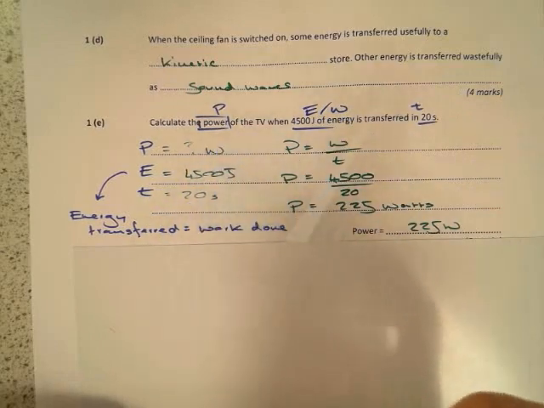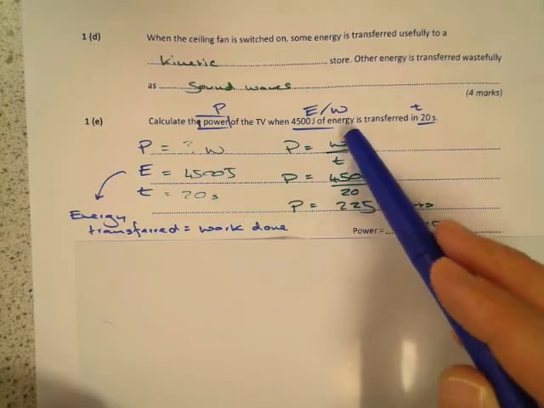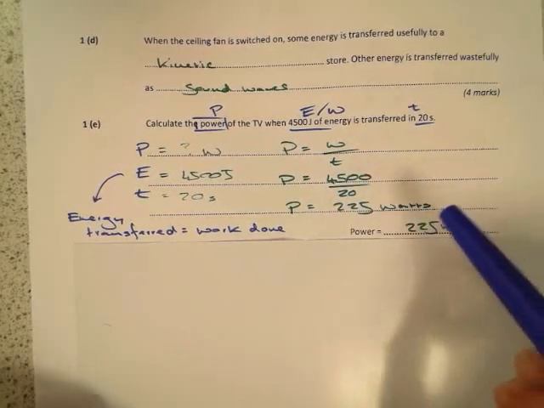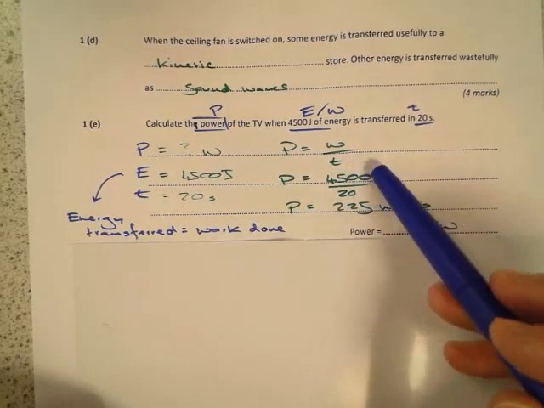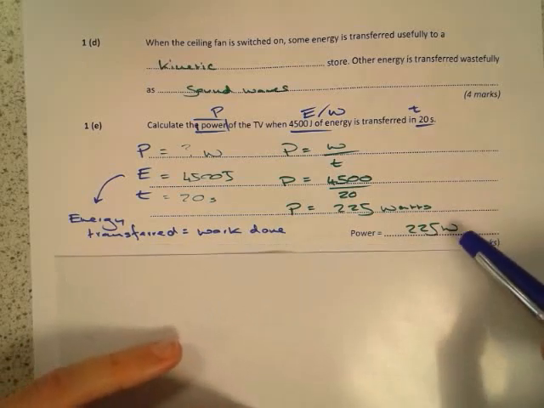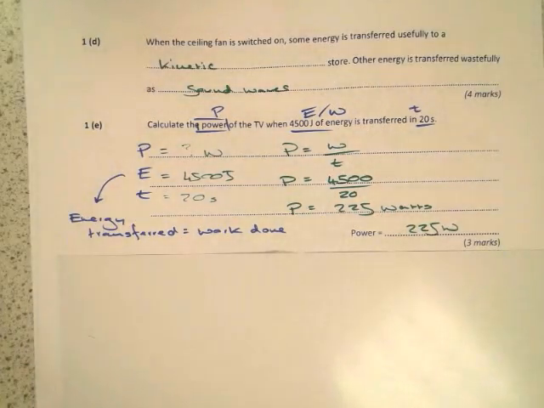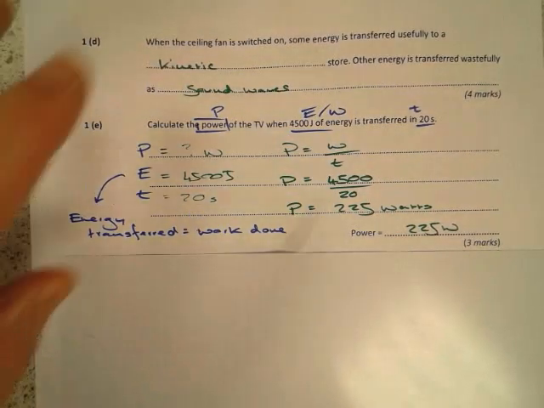So we've got a time, we're trying to calculate the power. The equation we can use is power equals work done, or energy transferred, divided by time. So that's 4,500 divided by 20 to give 225 watts. Watts is the unit for power, and I've just written that down there and used the capital W just to shorten the word watts.